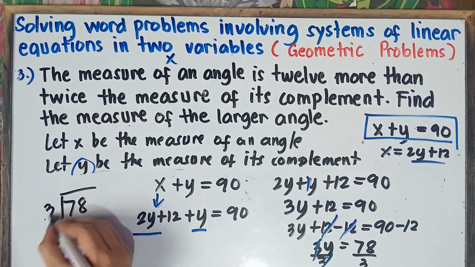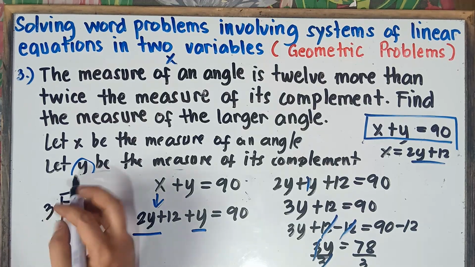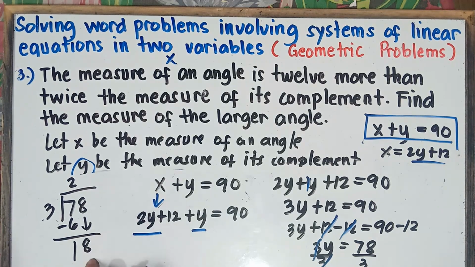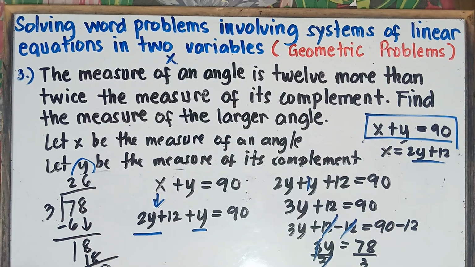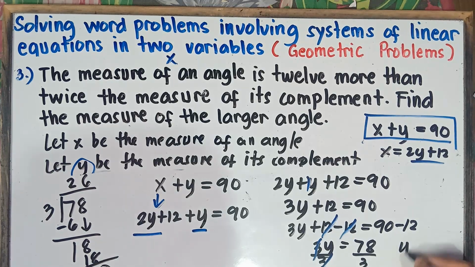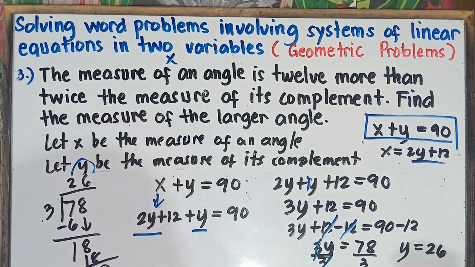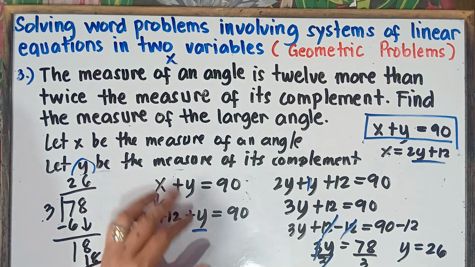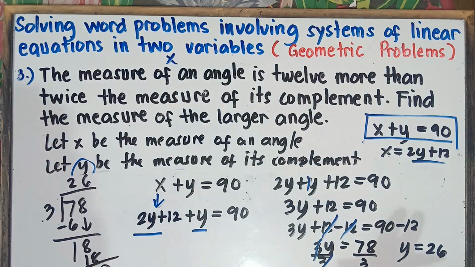78 divided by 3. 7 divided by 3 is 2. 2 times 3 is 6. Subtract, 7 minus 6 is 1. Bring down 8. 18 divided by 3 is 6. 6 times 3 is 18. Subtract, that would be 0. So therefore, 78 divided by 3, the answer is 26. Therefore, y is equal to 26. And that would be the measure of its complement.